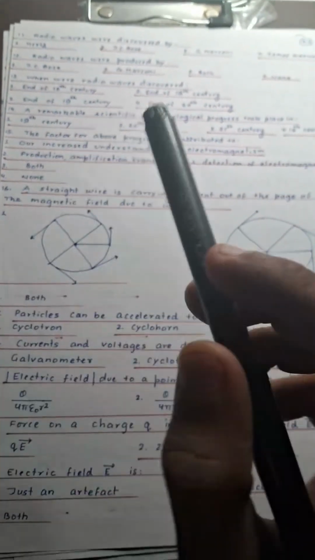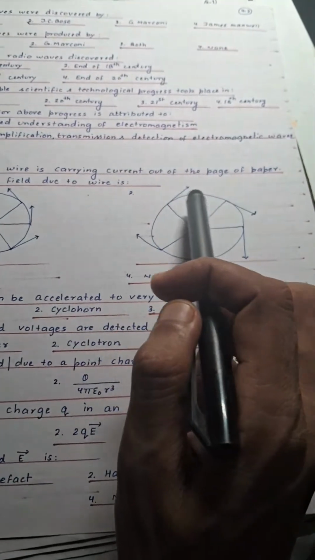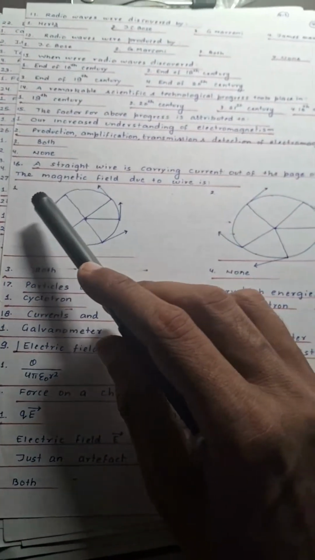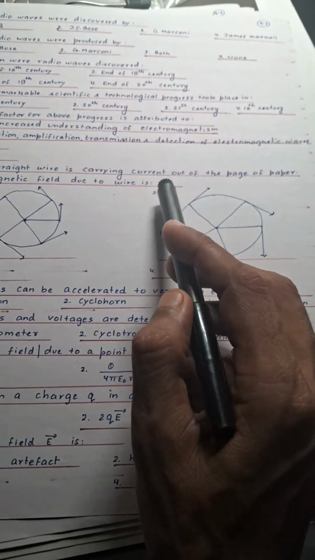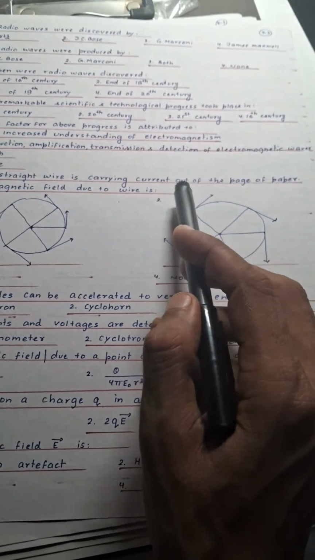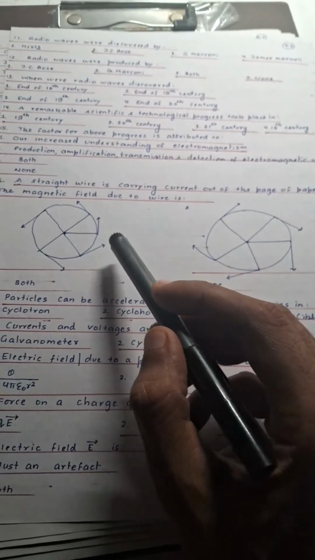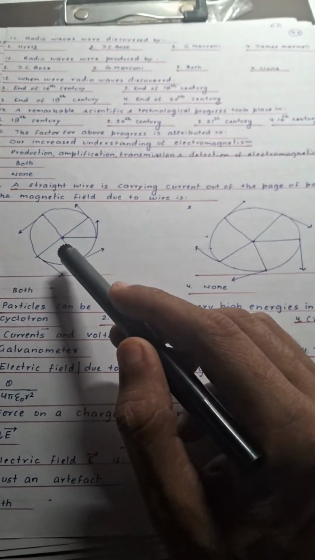Then the 16th question: a straight wire is carrying current out of the page. What is the magnetic field due to the wire? Using the sign convention, when the current is out of the page, the magnetic field will circle in an anti-clockwise way. So the first option will be correct over here.